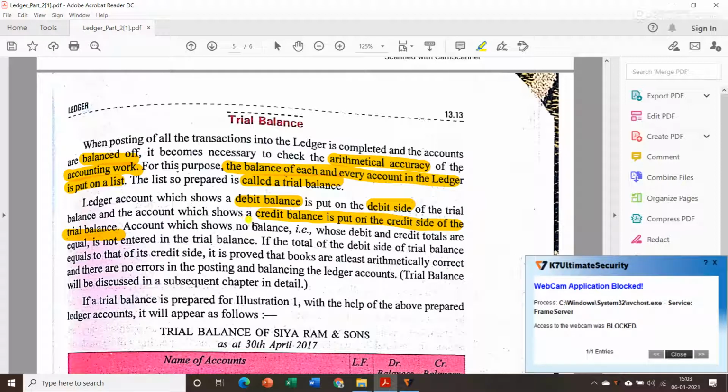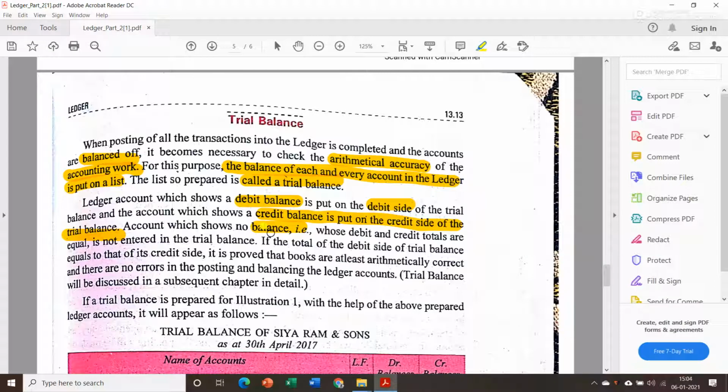Now an account which doesn't show any balance, remember Vishal's trading account, which showed neither a debit balance nor a credit balance. In that case the debit and credit totals are equal and it will not be placed in the trial balance. That means we don't need to record those accounts in our trial balance. If the total of the debit side of the trial balance equals that of the credit side, it is proof that the books are at least arithmetically correct and there are no errors in the posting and balancing of the ledger accounts.